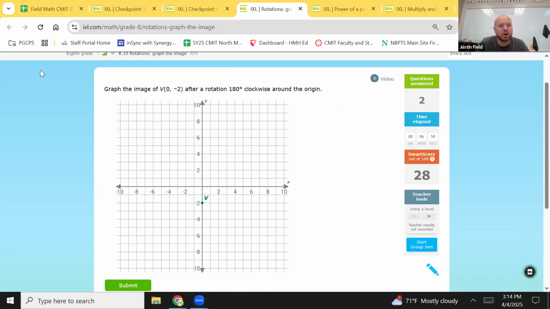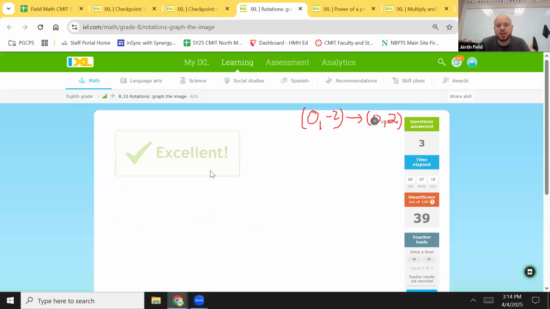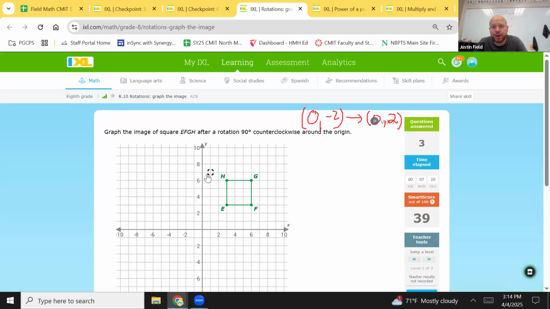0, negative 2, 180, and 180 is the easy one because clockwise and counterclockwise is the same, and there's no flipping. They just both change their sign. So that means 0 becomes negative 0, which is the same as 0, and negative 2 becomes positive 2. So 0, negative 2 goes to 0, 2. Guys, if I can do it, you can.